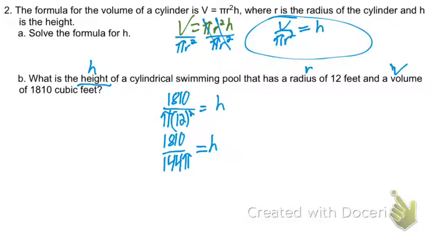Now, pi is a number. Okay? Pi is approximately 3.14. Can somebody take a calculator right now? Tony, can you do 144 times 3.14? We're taking 144 times pi, or approximately pi. I got 452.6. Okay, you both got it? Perfect. So 1,810 over 452.6 is approximately our height.